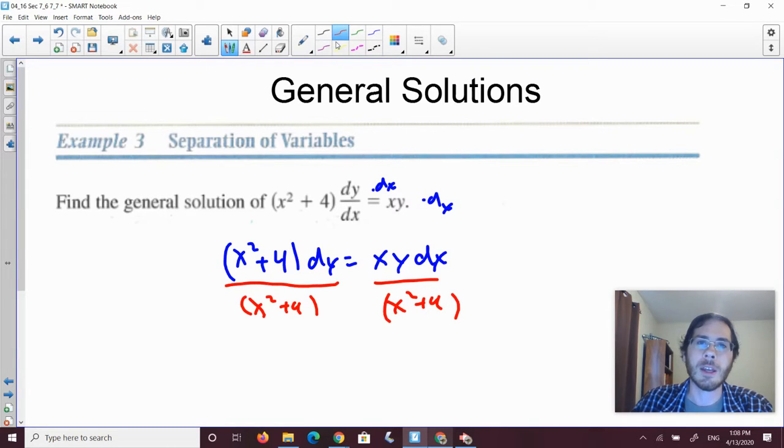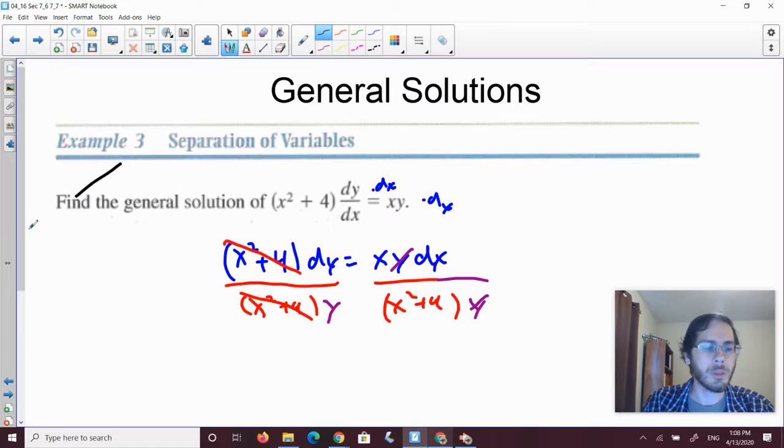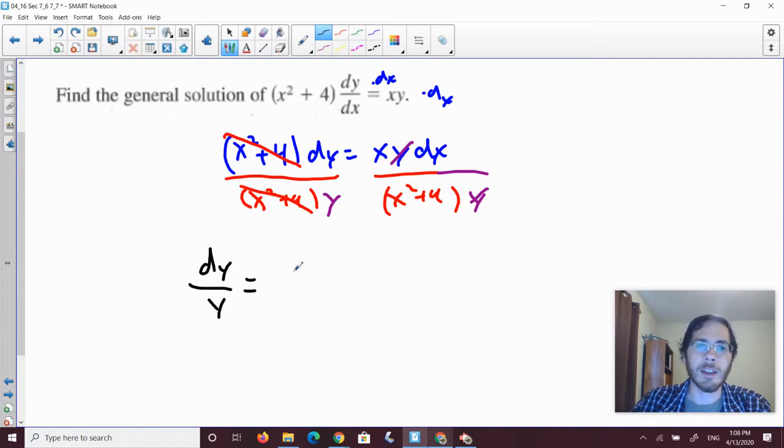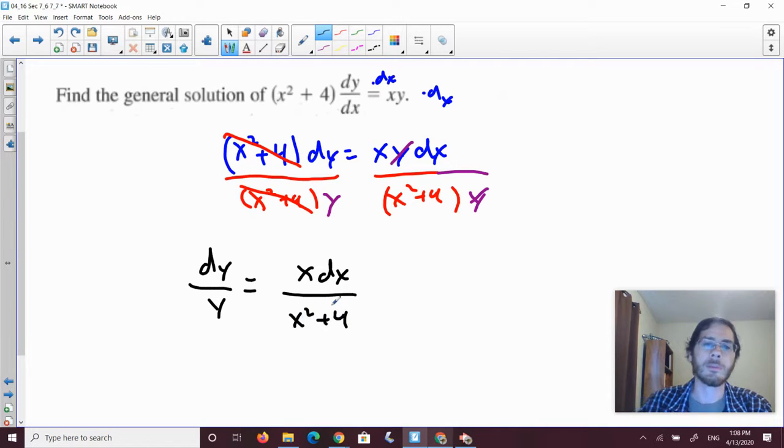So to make the y go away, I have to divide both sides by y. And again, this is to get all the y's on one side, and we're trying to get the x's on the other side. So after we do this, we're going to end up with dy over y, because that's what we've got left on the left side. And on the right side, we've got x dx over x squared plus 4.